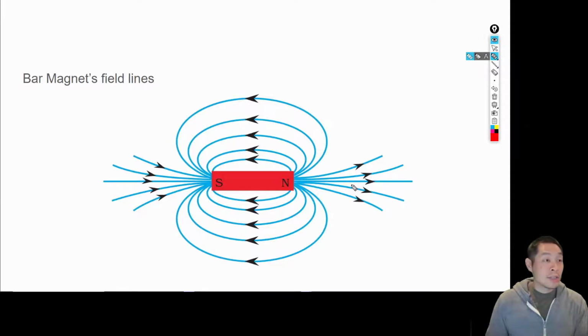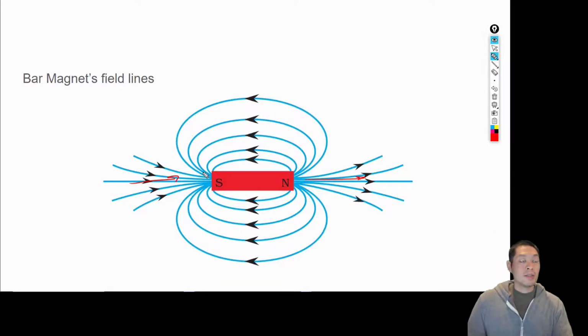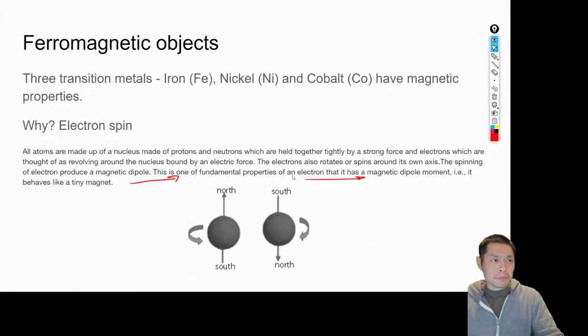Now, the arrows are just a convention that we created to help us understand the difference between the north end and the south end. Arrows come out of the north and into the south. And that's a man-made concept. So there are no arrows in real life. It's just how we understand or distinguish between the north end and the south end. Now, back to electron spin.